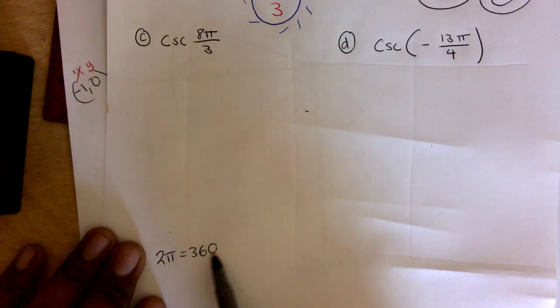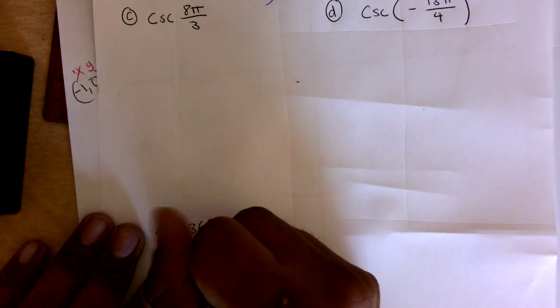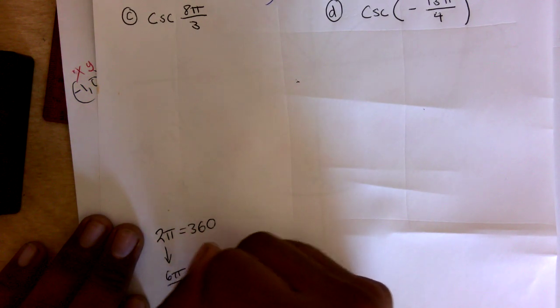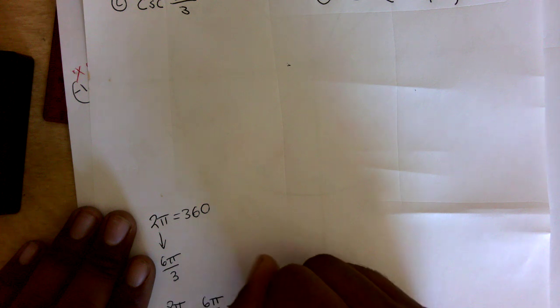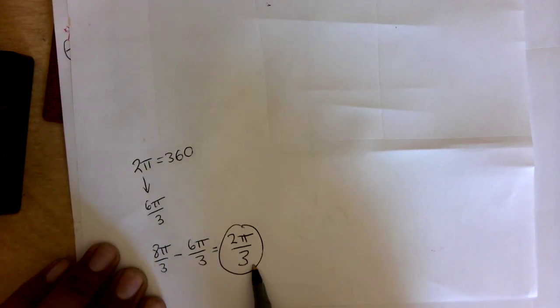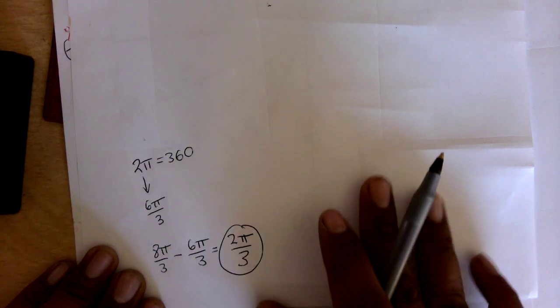If I want to find a coterminal angle, an angle that's the same as this, what I can do is take away 2 pi. Since this is in thirds, 2 pi, we'll put it in thirds: 6 pi over 3. So if I want to find something that's the same as 8 pi over 3, I'm going to take away 6 pi over 3, which leaves me with 2 pi over 3. This is the same angle as that. When I take away 2 pi, I get the same angle. It's the same endpoint, a coterminal spot.